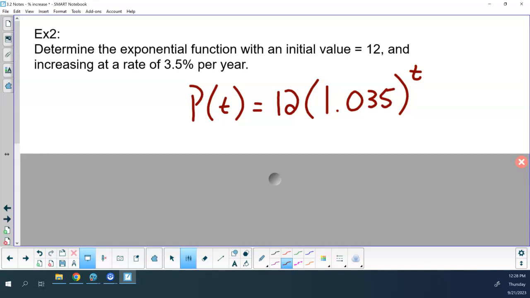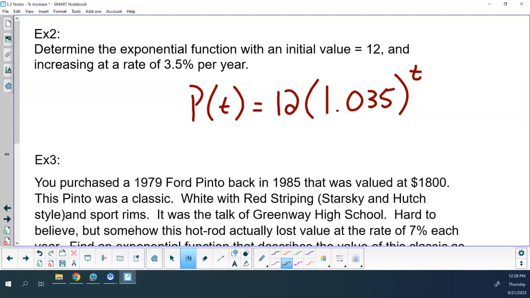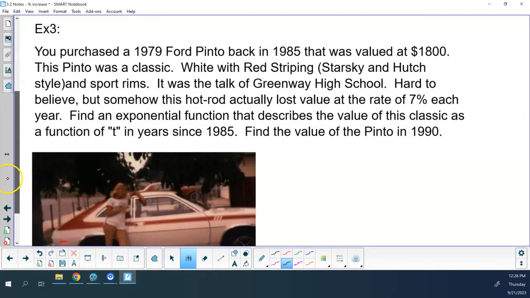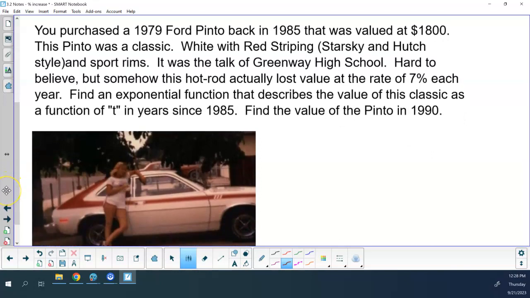Oh, let's do it. Here we go. You purchased a slick 1979 Ford Pinto back in the year 1985. You and Marty McFly purchased that bad boy. And it was valued at $1,800. Your dad ran a construction company, funded you some money, you got yourself this classic Pinto. White with cherry red striping, Starsky and Hutch style.